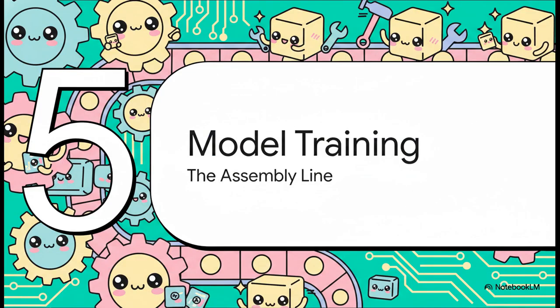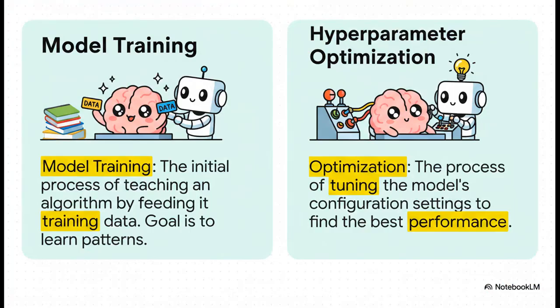So, we've picked our technique, we've designed our test. Now it's time to hit the assembly line. This is where we actually build and refine the model, and it's really a 2-part process that works together. It's so important to get the difference here. Model training is pretty straightforward. You feed the model your training data so it can learn all the patterns.